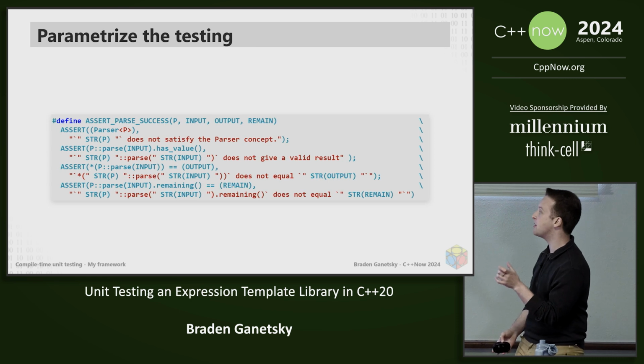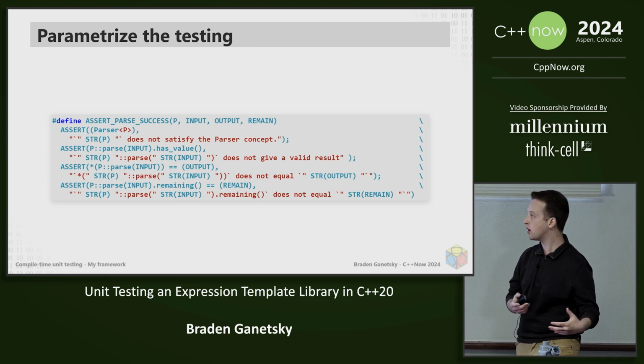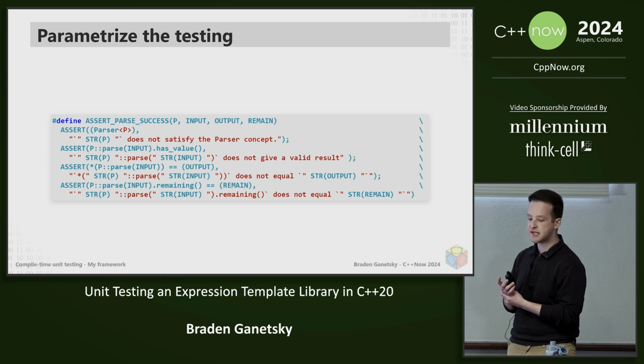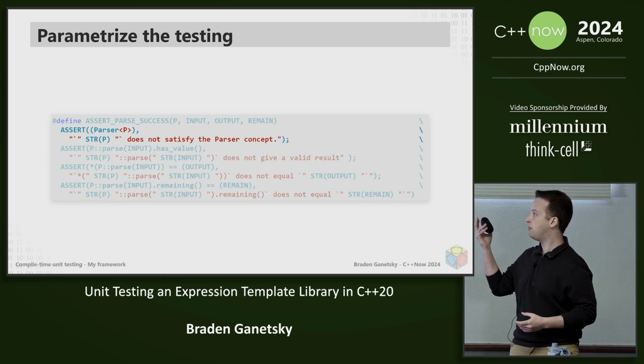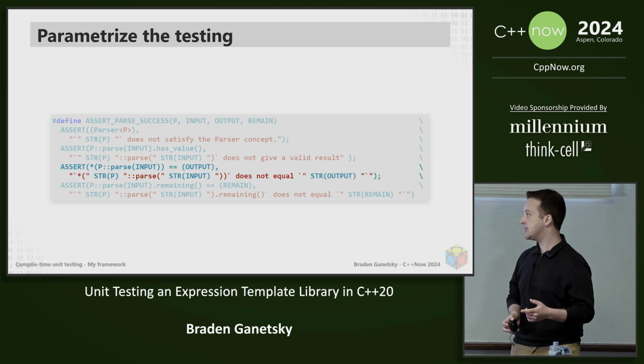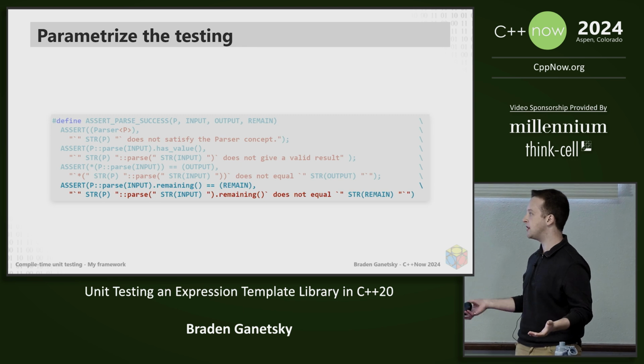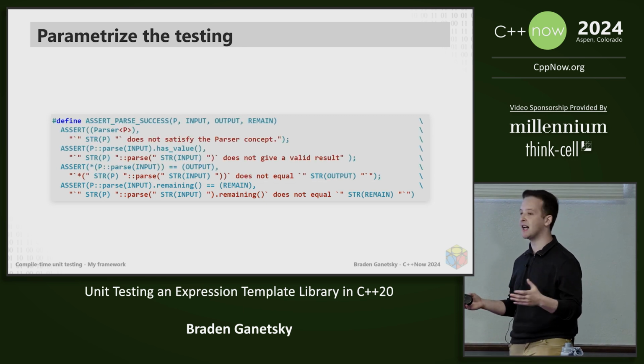I'm going to show my assert parse success macro with something that's a little closer to what I have in my framework, which is that first, I assert that the parser is actually a parser. I assert that the parse succeeds. I assert that the result is what I'm expecting. I assert that the remainder is also what I'm expecting the remainder to be. And at each of these steps, I give it a custom error message.